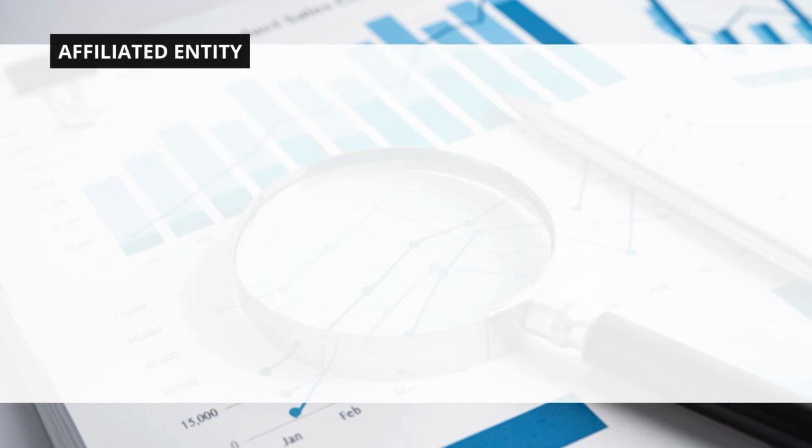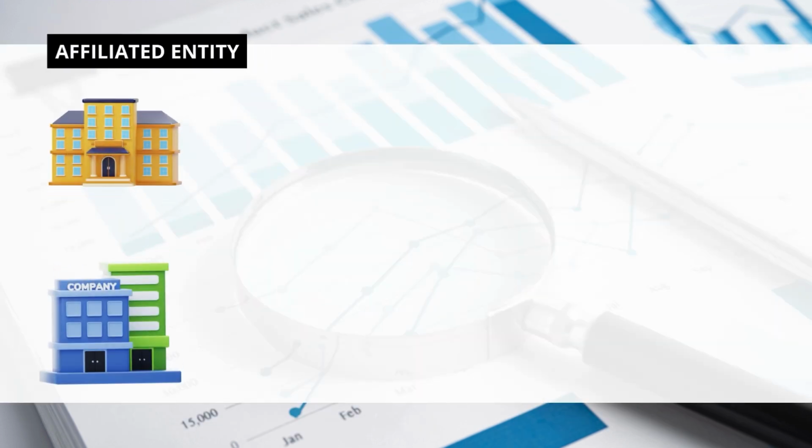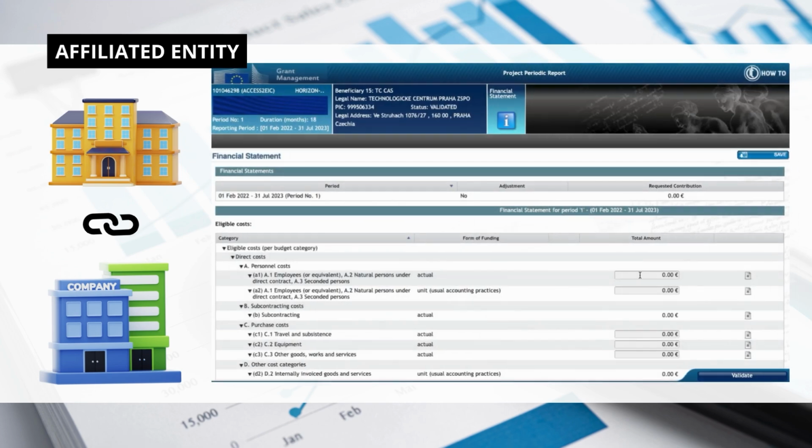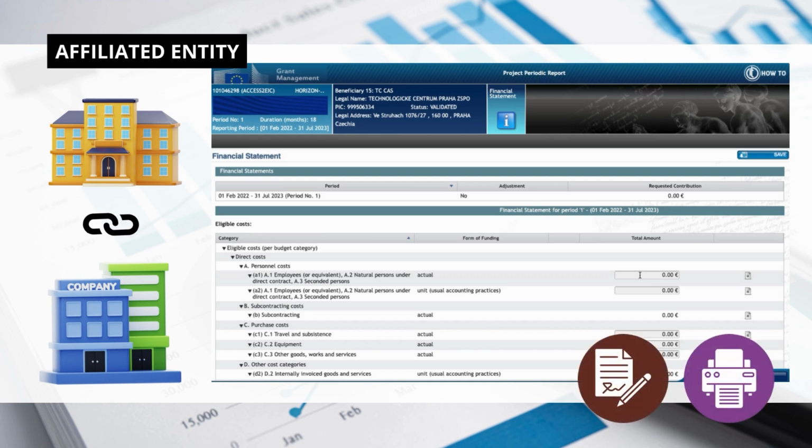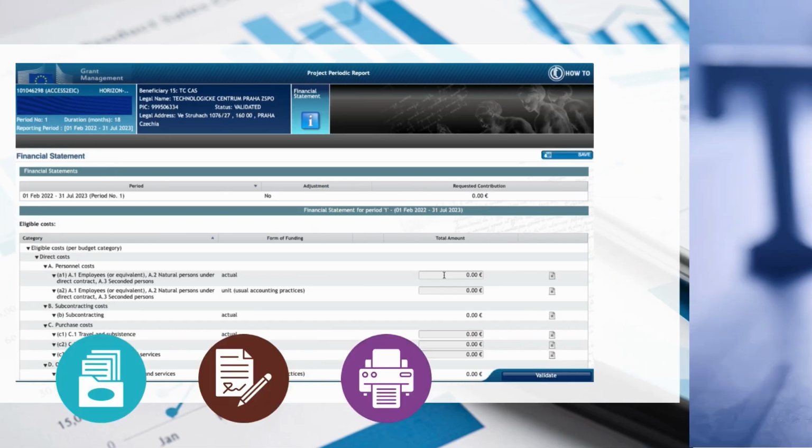If the project includes an affiliated entity, an institution with a legal link to the beneficiary, a separate financial statement must be submitted on its behalf. Afterwards, this statement should be printed, ink signed by the affiliated entity, and archived for potential audits.